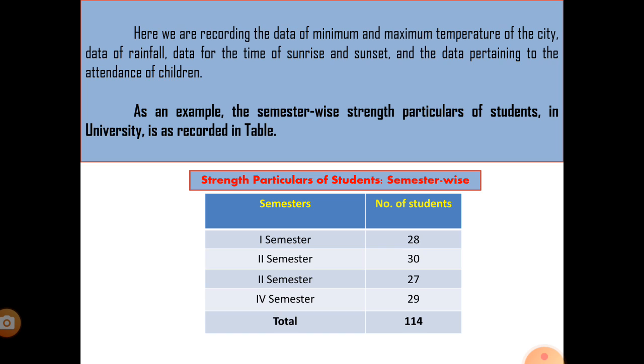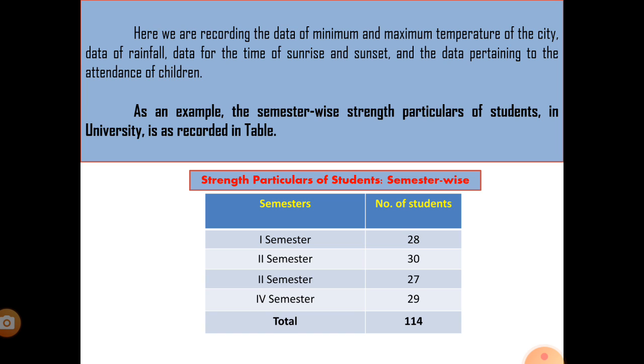That's why it is the temperature of the city, data of rainfall, data for the time of sunrise and sunset. We take one example: the semester-wise strength particulars of the students in the university, as recorded in the table. Okay, first semester.